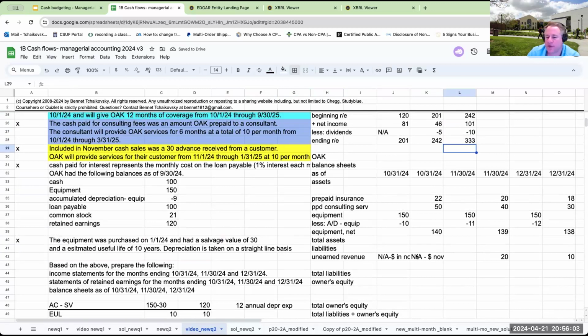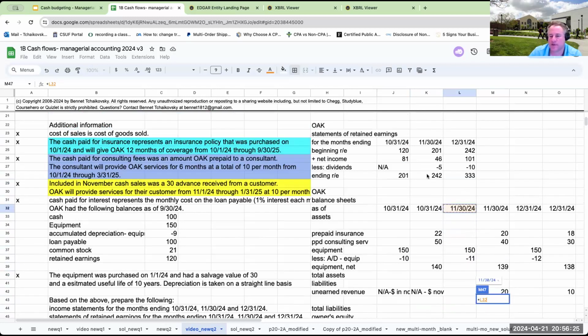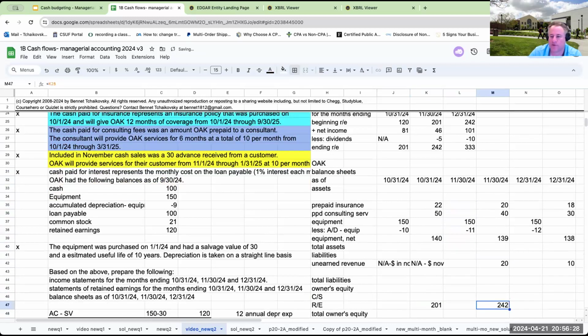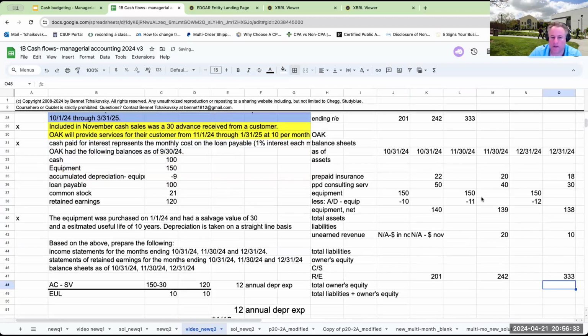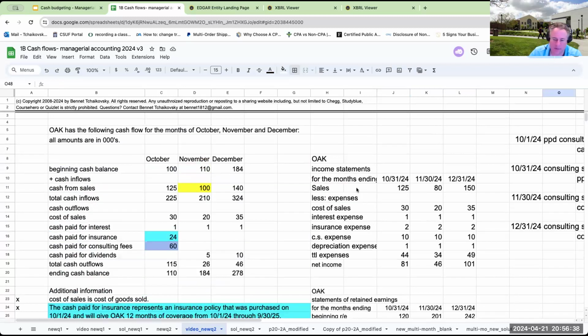Now, when I'm coming over here to look at this part in terms of owner's equity, where do retained earnings go? Well, it's going to be two parts in owner's equity. There's going to be common stock and retained earnings. So over here, my retained earnings as of 10/31/24 were 201. My ending retained earnings as of November 30th were 242. My ending retained earnings as of December 31st were 333. Now, I've done pretty much everything here. I've got my income statements done.